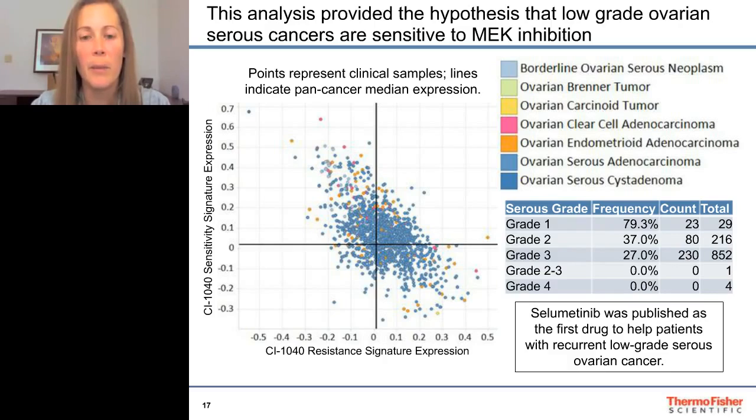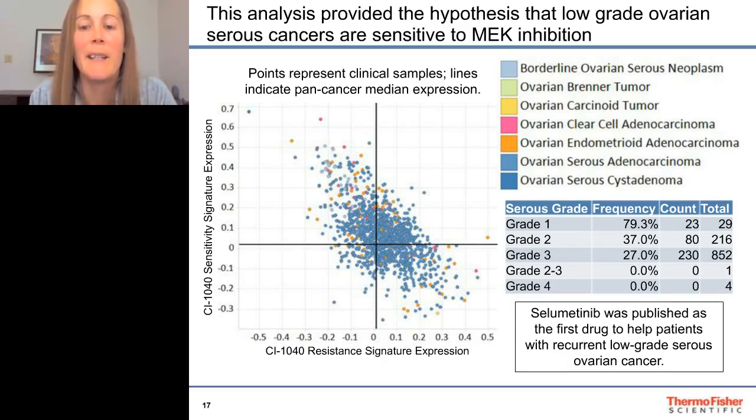Within this analysis, we're also able to interrogate a number of different metadata within the Uber analysis. An example of this metadata would be grade of the clinical sample. And so what I'm showing in the table on the right is I queried the Uber database to ask what grade are those serous ovarian cancers that fall within this upper left-hand quadrant that has the favorable signature expression. The frequency indicates the frequency at which each grade of serous ovarian cancer falls within this upper left-hand quadrant. And then I'm providing for you the count of samples that falls in the upper left-hand quadrant, as well as the total number of samples that were interrogated.